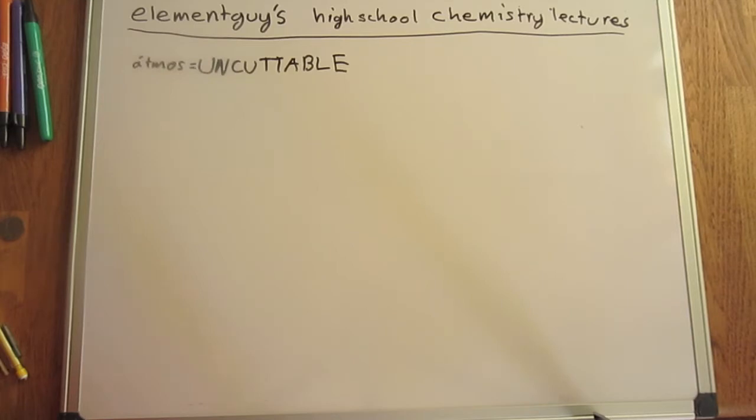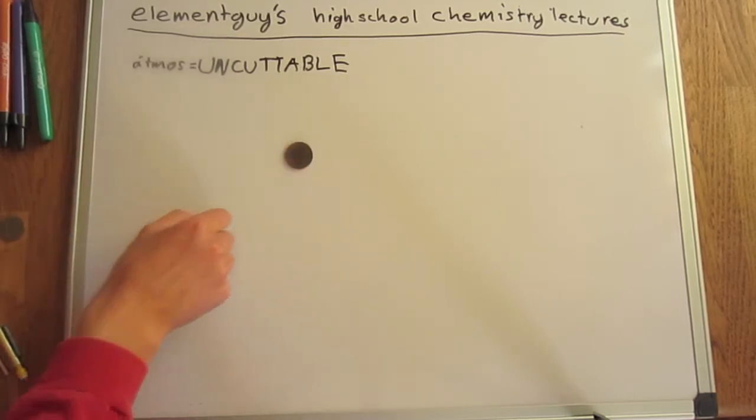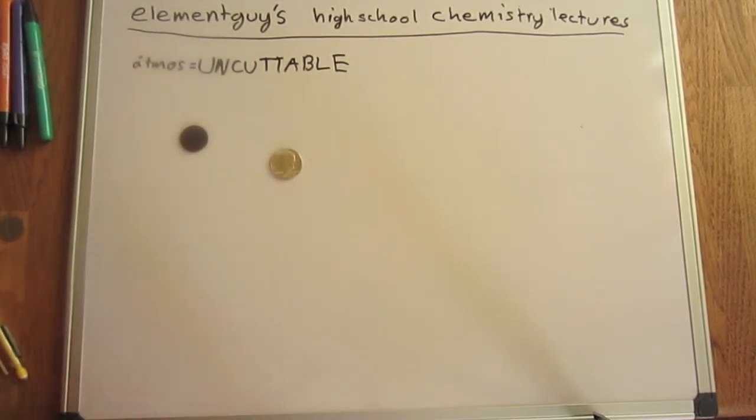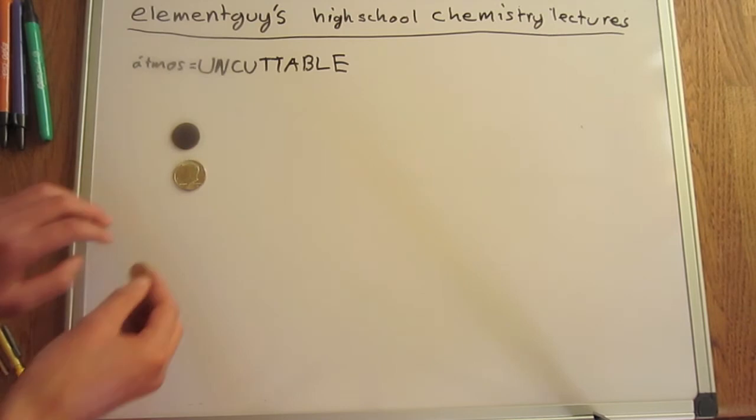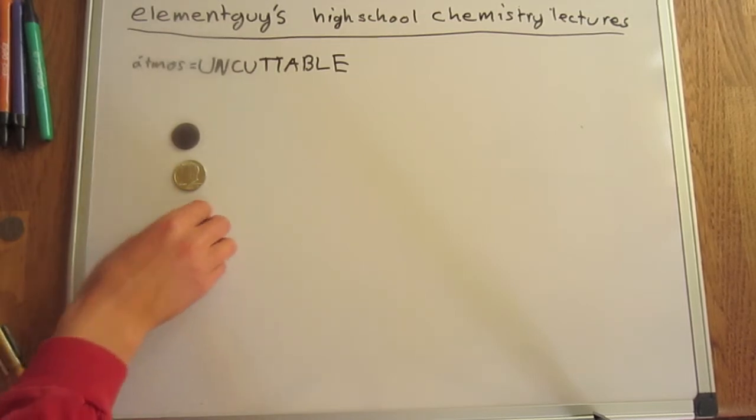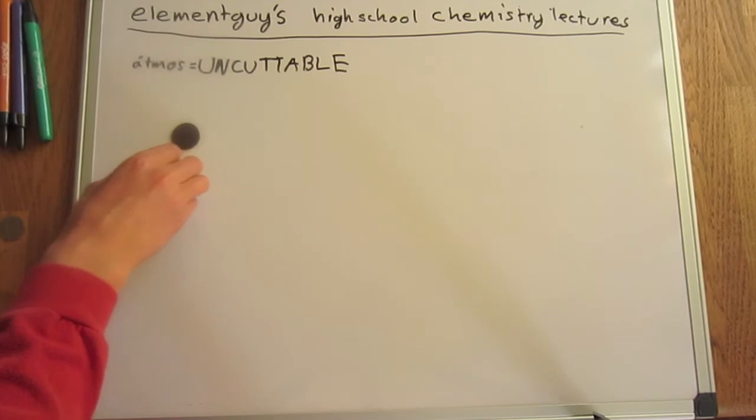Now, some of these elements I'm sure you've heard of, and I'll give you some examples of those. One of them is copper. Copper is an element. There is a copper coin. Another one is silver. There is a silver coin. And another one is gold. There is a gold coin. So these are elements, and they are made up of many, many atoms, and I'll talk about how many in a little bit.